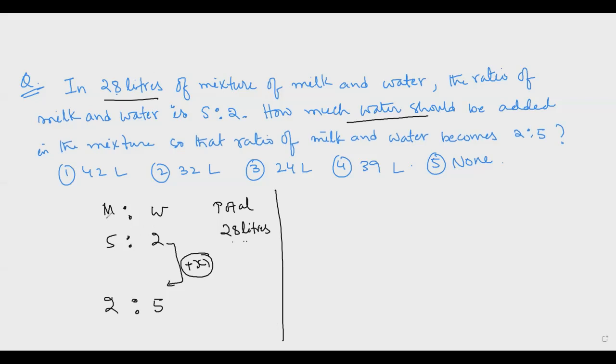See, first of all, we are given that the milk and water ratio is 5:2, and the mixture total is 20 liters. So let's find out the initial amounts. Here milk and water are 5 and 2, so the total is 5 plus 2, 7. But 7 is equivalent to 20 liters, right? So 1 is equivalent to how much liter?